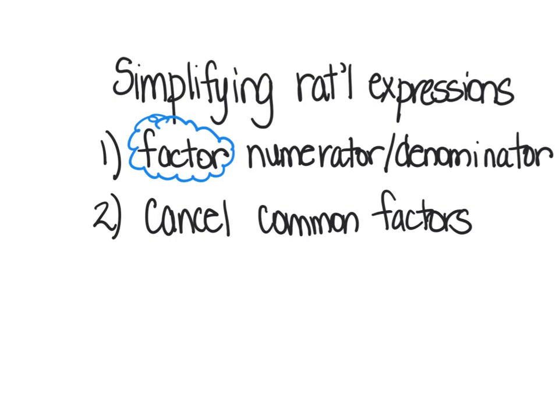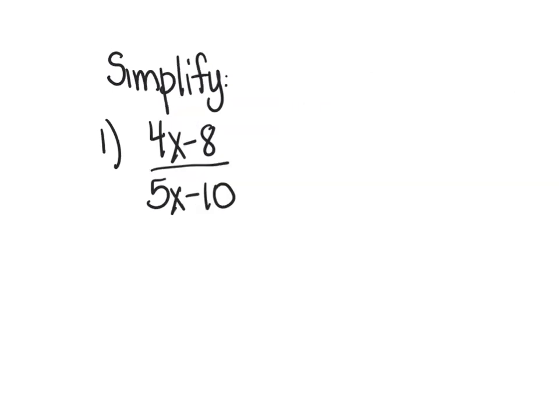So here are our steps for simplifying rational expressions. We're going to factor the numerator and the denominator, and then we're going to cancel the common factors. This is going to be a big lesson on factoring, or a review lesson. The first one we're asked to simplify is 4x minus 8 over 5x minus 10. When you're doing all this factoring, you might want to have a place that you can do scratch work off to the side of your paper.